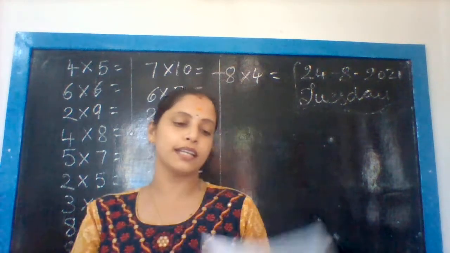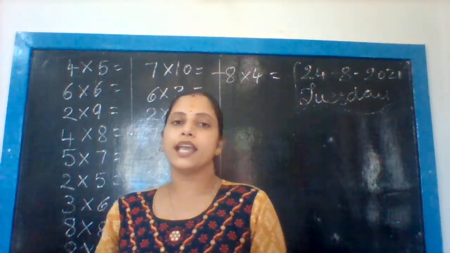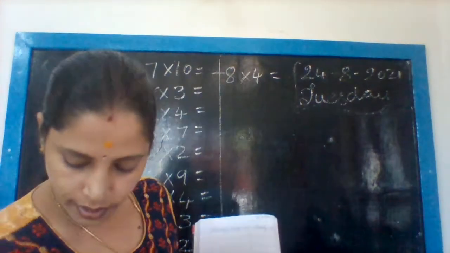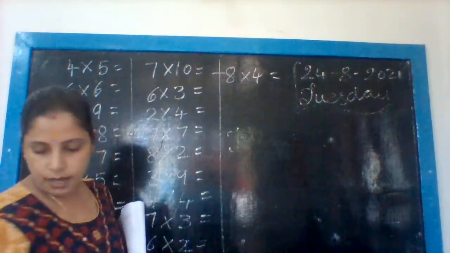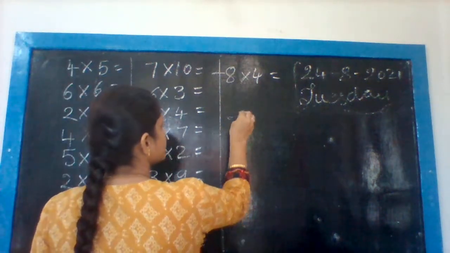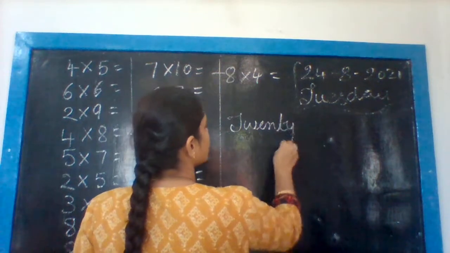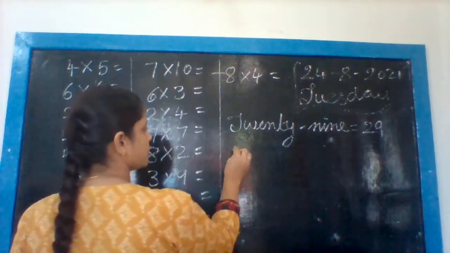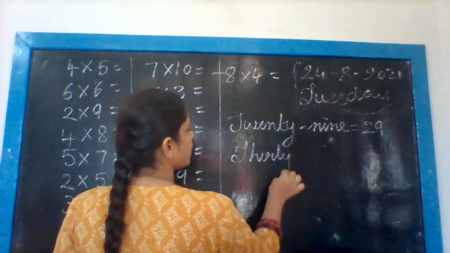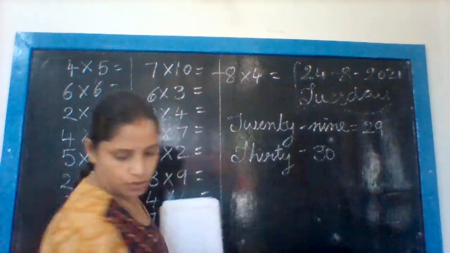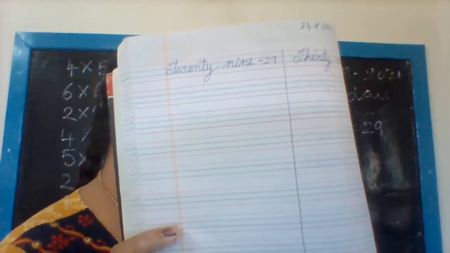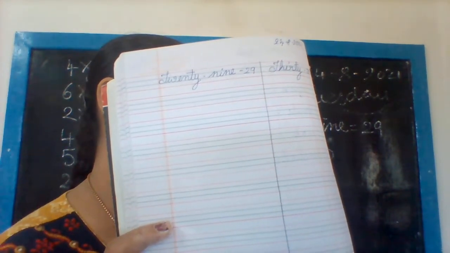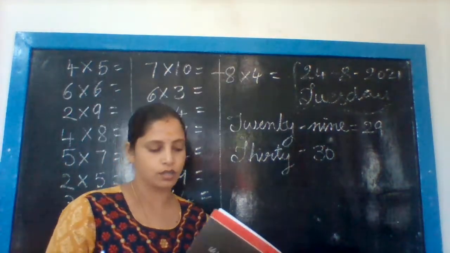In that we were learning the numbers, isn't it? So we learned 27 and 28 in the last class. So today we are going to learn 29 and 30. Spelling of 29: T-W-E-N-T-Y, 20, N-I-N-E, 9, 29. Next, 30: T-H-I-R-T-Y, 30. Write this in your four line book.